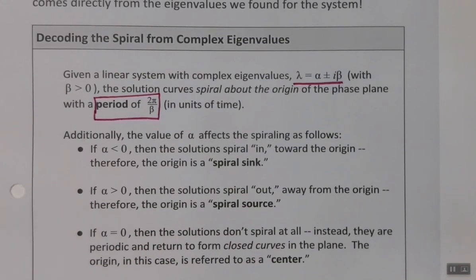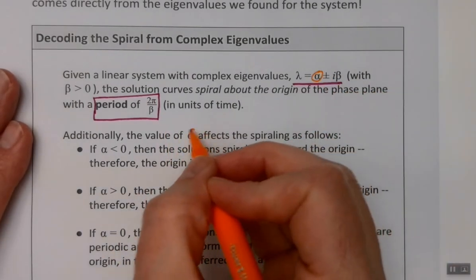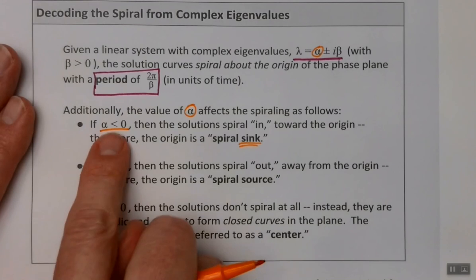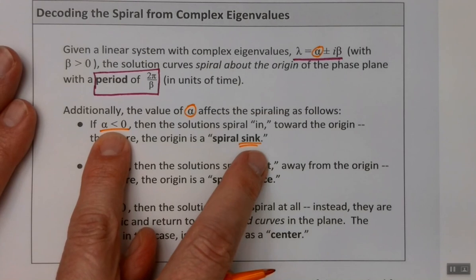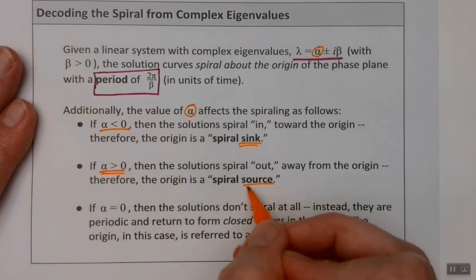The other piece of information that's super useful is what about that alpha? The alpha becomes useful because it's able to tell us, if alpha is greater than 0, we have a sink. If alpha is, did I say greater than? I'm looking at it, it says less than. If alpha is less than 0, we have a sink. If alpha is greater than 0, we have what's called a source.